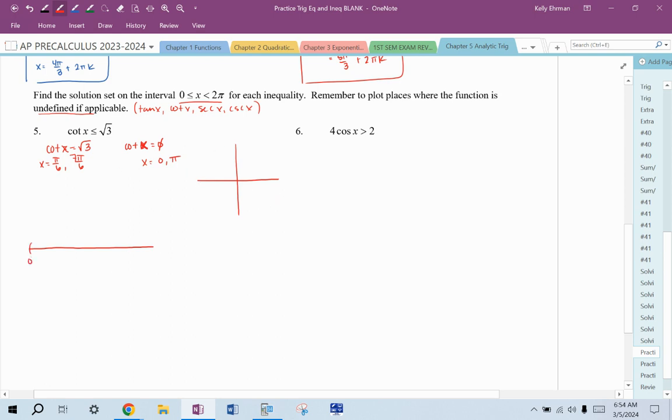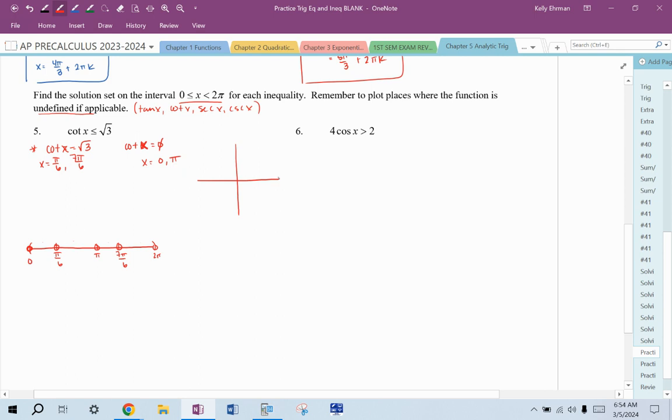So 0 is one of our asymptotes. Pi over 6 is somewhere. I'm not real worried about distance here, placing these correctly spaced apart. Pi would come before 7 pi over 6. And then we have to end at 2 pi. So we need to pick numbers in between all of these spaces to test into our inequality, and we always test into our isolated inequality. And I use the unit circle to help me think about that.